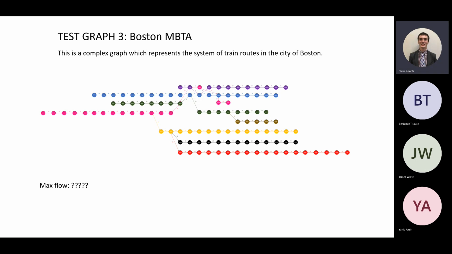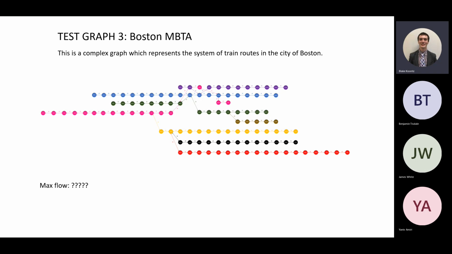This is actually the Boston MBTA graph found on their website. We took the graph and had to do a little bit of parsing of the data to try to figure out what our paths are, basically. We also had to do a bit of pruning to narrow down our data to what we were looking for and might find useful.